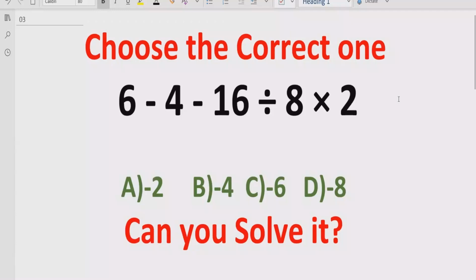Today we will solve another quiz which is related to arithmetic expression. The quiz contains the basic operations, plus, minus, multiplication, and we have to solve this quiz using formulas and the BODMAS method and find out the correct answer. In the answer list we have four answers. A is -2, B is -4, C is -6 and D is -8. So let's see after solving it which answer is correct.